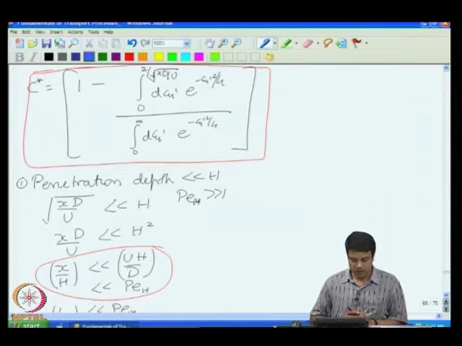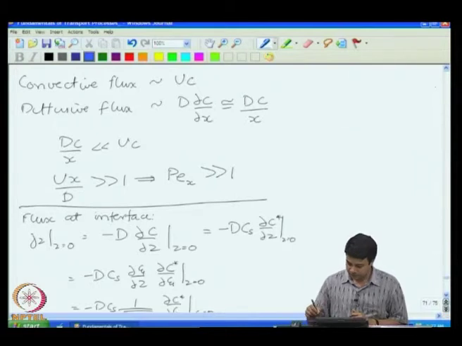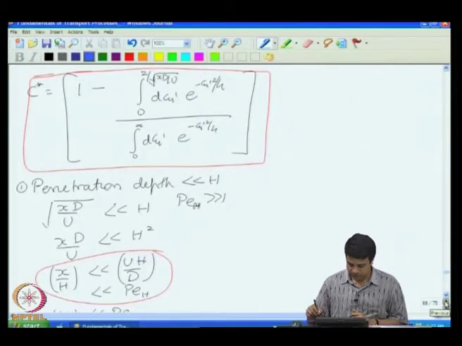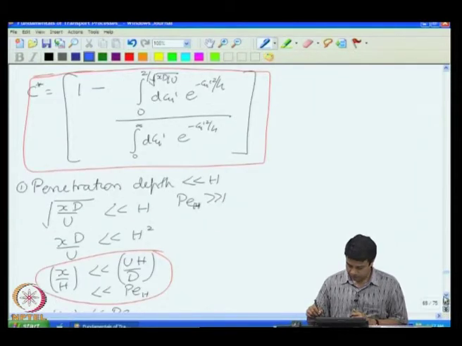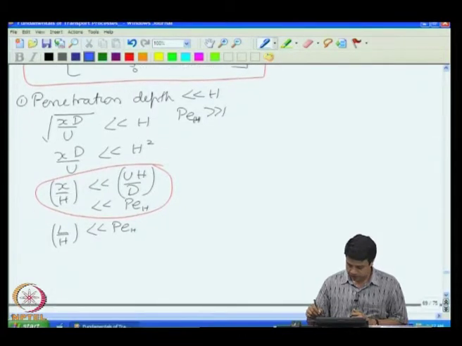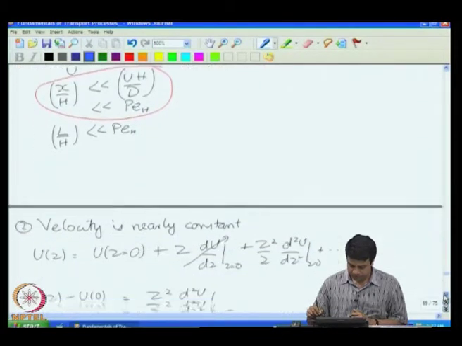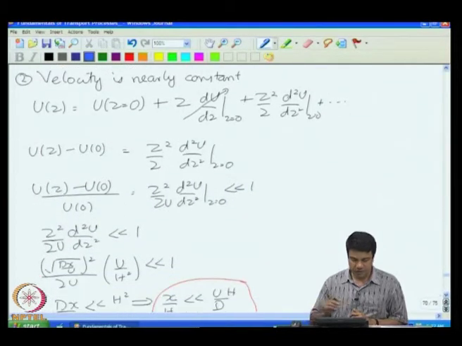Solution is valid only when this is small compared to the total thickness h, and we got the condition that x by h has to be small compared to a Peclet number, based upon h and the mass diffusivity. There was a second condition that the velocity is nearly a constant. The velocity in this case is not actually a constant.